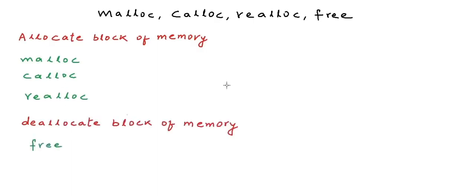And let us first talk about malloc. This is the most frequently used library function for dynamic memory allocation, and the signature or the definition of this function is something like this.